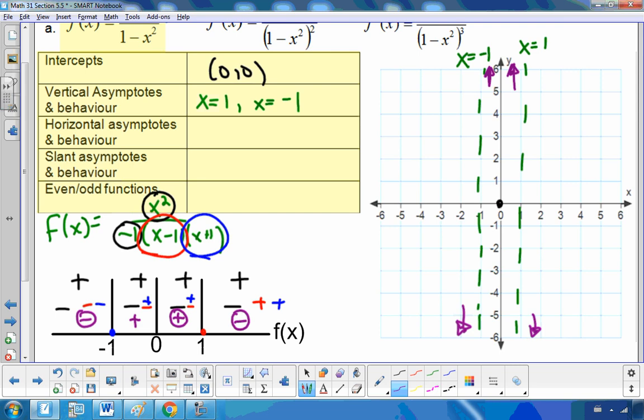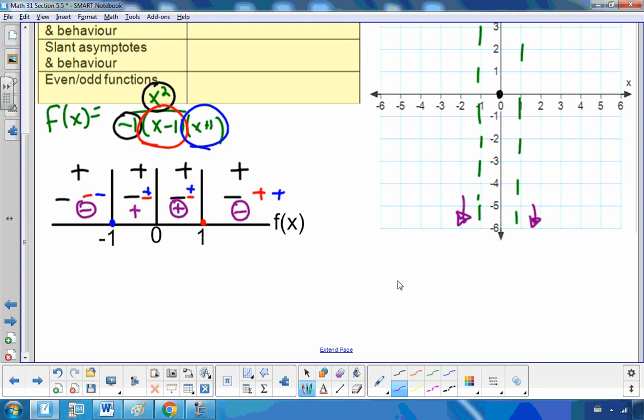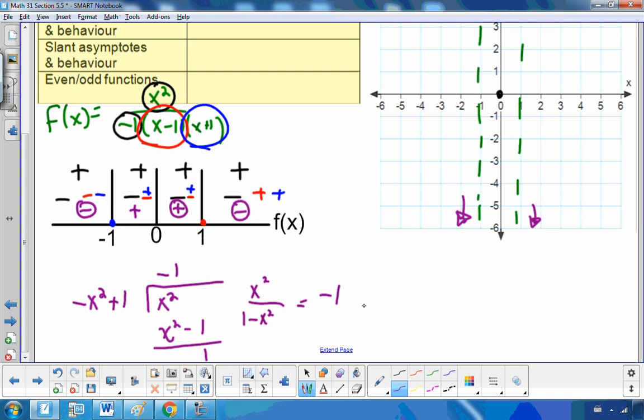To figure out a horizontal asymptote, I want to use long division on my function. So I'm going to do negative x squared plus 1 divided into x squared. Looking at that, x squared divided by negative x squared is negative 1, multiplying it through, x squared minus 1, subtracting, and I have a remainder of positive 1 because 0 take away negative 1 is 1. So that means my function x squared over 1 minus x squared is the same as negative 1 plus 1 over 1 minus x squared.